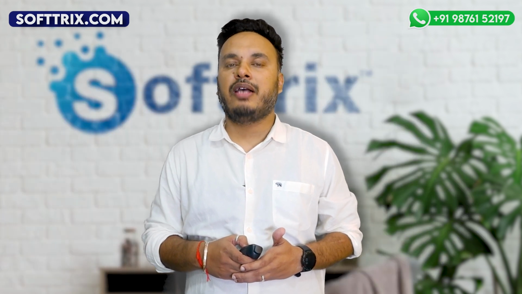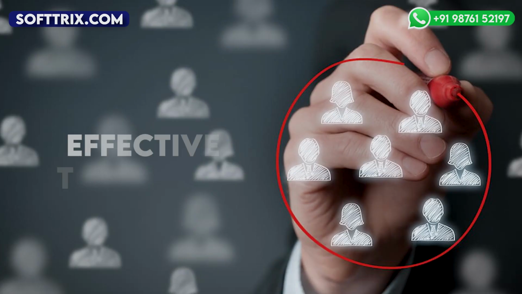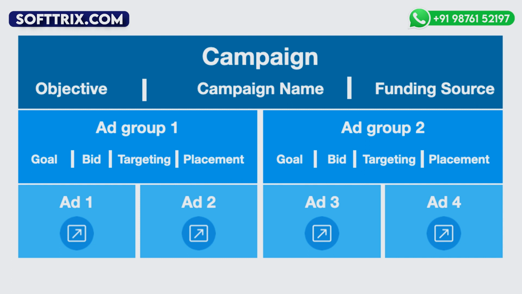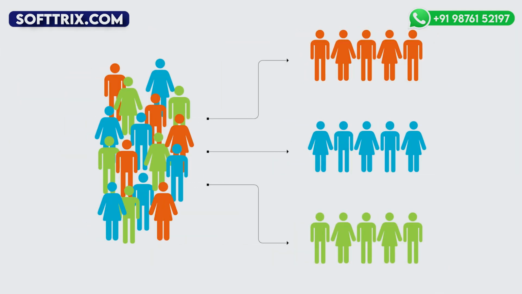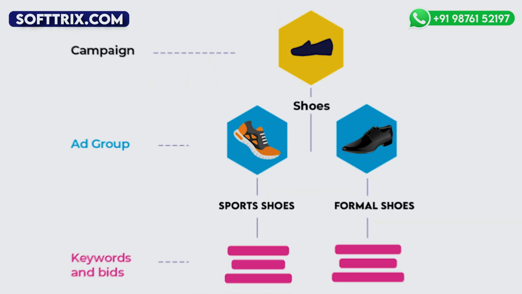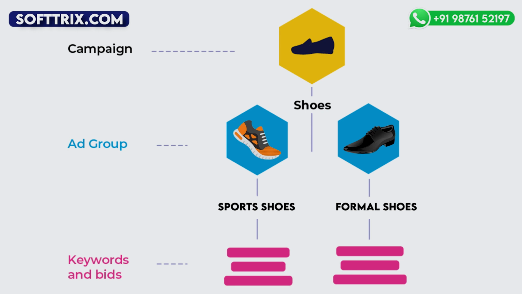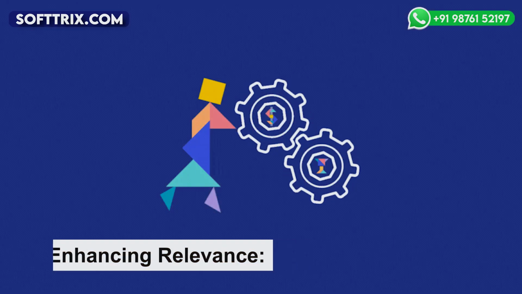First is the mastering targeting. Efficient organization is the key to effective targeting. Divide your campaign and the ad group logically, aligning them with the specific audience segments. For instance, if you are selling both sports and formal shoes, create separate ad groups for each to tailor the message precisely.